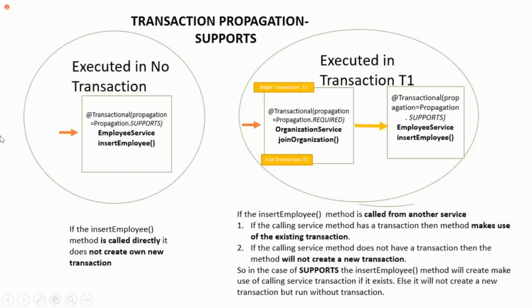The second one is supports. The meaning of supports is: if the parent supports, then only the child supports. If I have an annotation at parent level, then only the transaction object will be shared. If the parent doesn't have any transaction object, it will not be shared. A small difference between required and supports: in required, it will create a transaction object. In supports, if the parent is already having a transaction object, it will share. If the parent does not have any transaction object, it will not create.